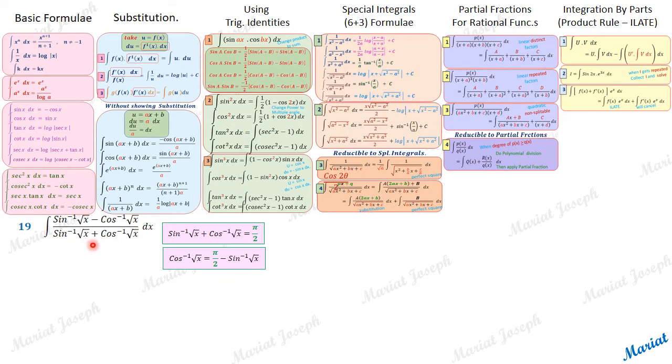The denominator is straight away, according to this identity, pi by 2. And this cos inverse root x will also be changed in terms of sin inverse root x. It will look like this. Simplify further. Sin inverse root x minus sin inverse root x is 2 sin inverse root x minus pi by 2 in the numerator, and the denominator, we will separate it into two terms now. Pi by 2 upon pi by 2 is the second term, that will become 1. And here we have 2 sin inverse root x upon pi by 2, which will be 4 by pi sin inverse root x.